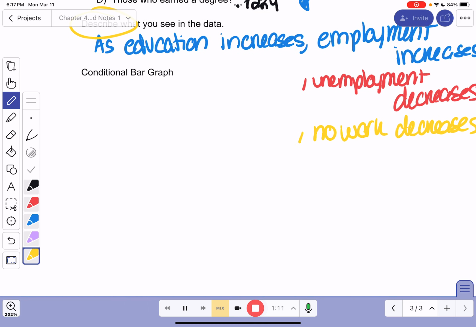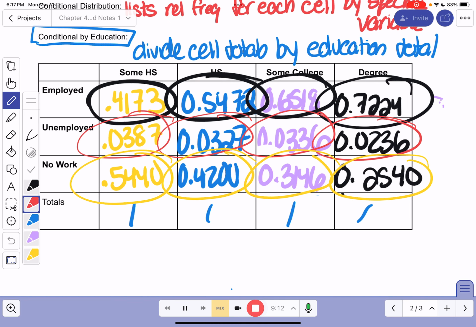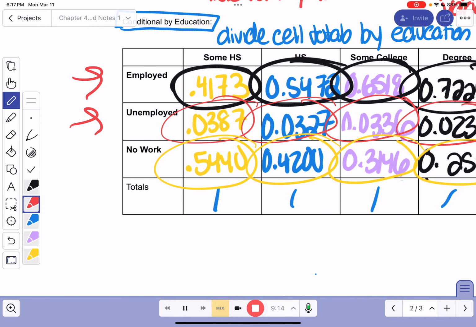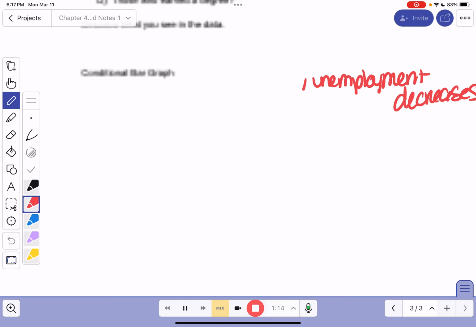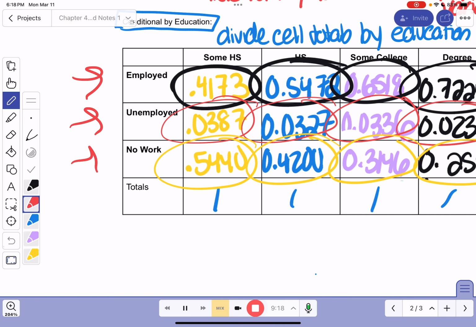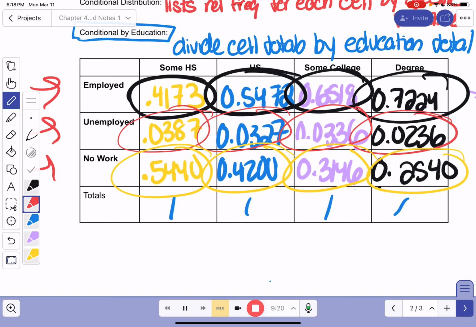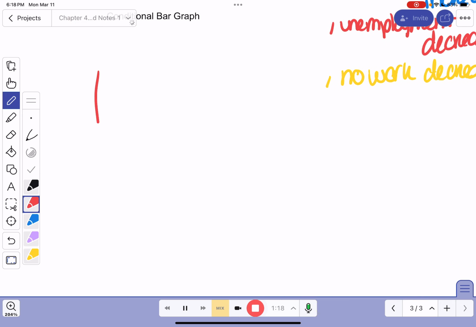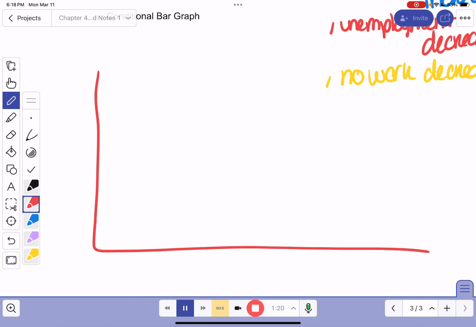Then, if we wanted to turn that into a bar graph, the easiest way to do it is to just make one section for each of these and then draw your bars. So let's see, our highest number is 0.72. So I'm just going to make a graph. Let's go 0.1, 0.2, 0.3. And I just pick something that might be easy.